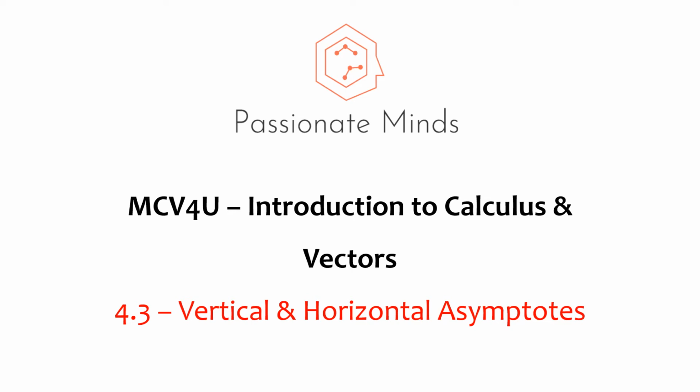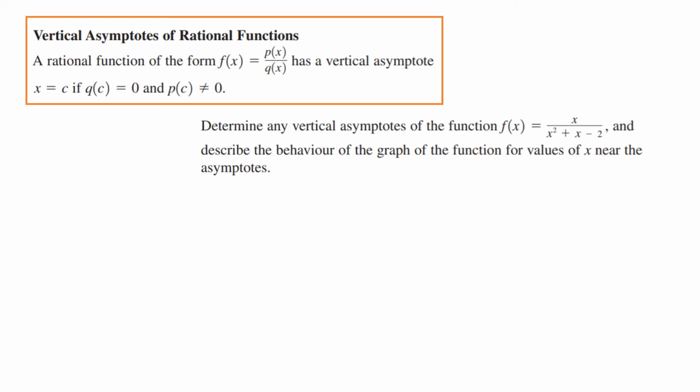Today we will go over section 4.3, which is vertical and horizontal asymptotes. In this section, we will go over how to actually find horizontal and vertical asymptotes.